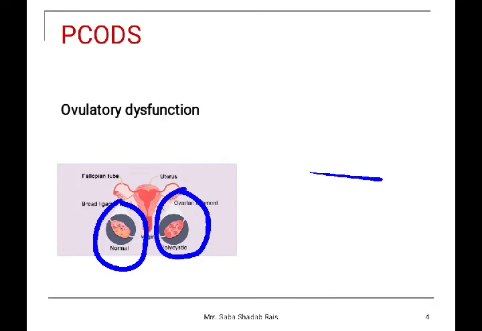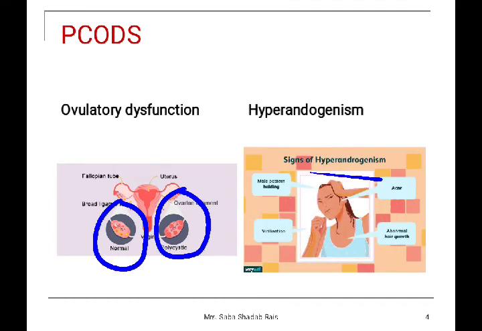Now there is another criterion of PCOS, that is hyperandrogenism. What is that? In this case, androgens are produced more from the ovary. Understood? Now, see why it is happening. It is happening because of hyperinsulinemia, that is, an elevated level of insulin in the body.